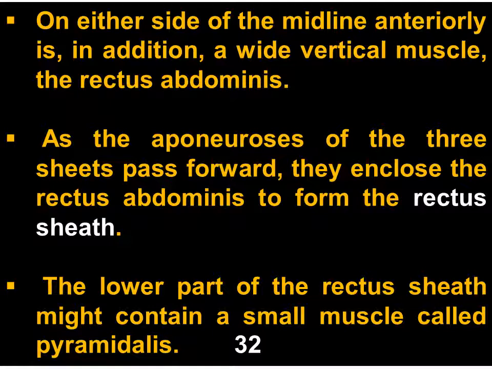On either side of the midline, in addition, there is a wide vertical muscle نسميها rectus abdominis. The three muscles, هاي بعدين راح نجيها، they produce a sheath aponeurosis وتعمل investment، نسميها rectus sheath, that encloses the rectus abdominis.